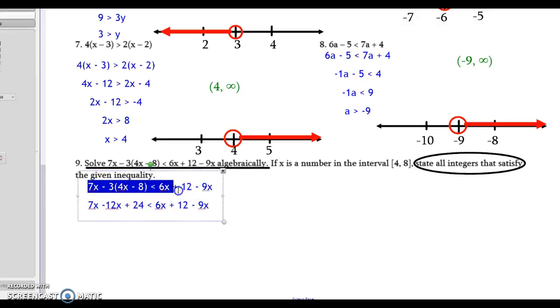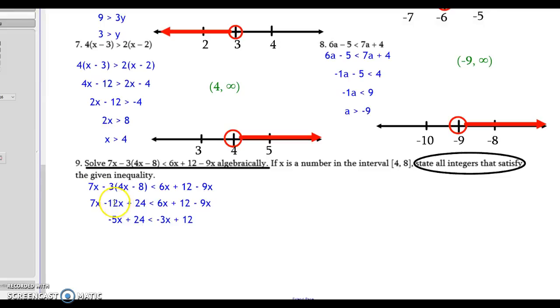This first step is 7x minus 3 times (4x minus 8) is less than 6x plus 12 minus 9x. That part was given. Here I've distributed that negative 3 times 4x to give you negative 12x, and negative 3 times negative 8 to give us positive 24. I haven't done anything to the right side of the inequality just yet. My next step was to combine like terms. I've combined 7x and negative 12x. I've combined 6x and negative 9x.